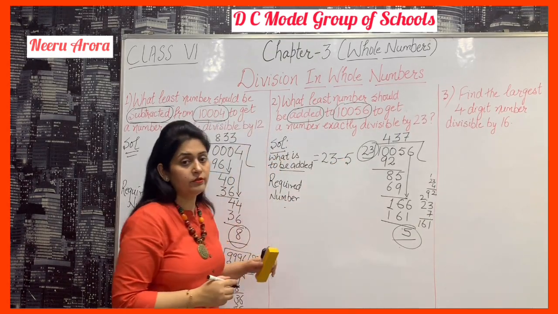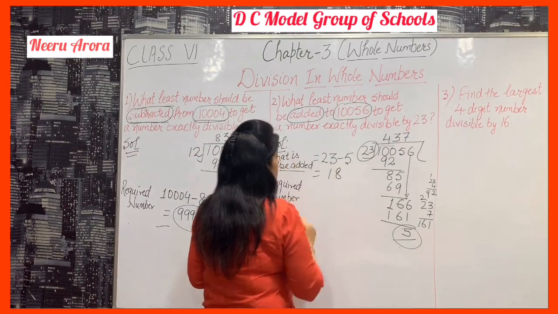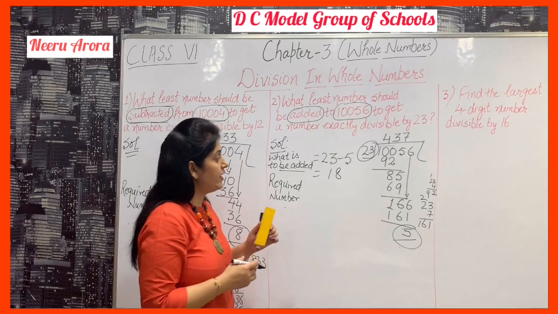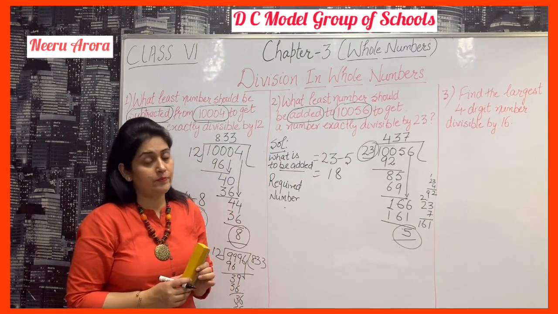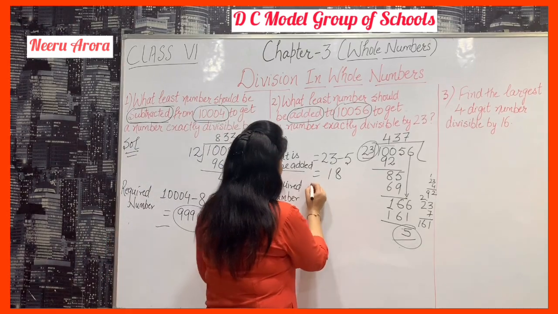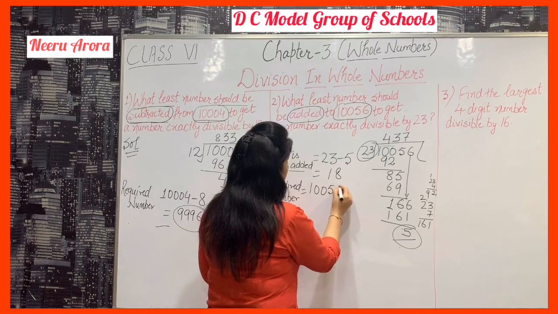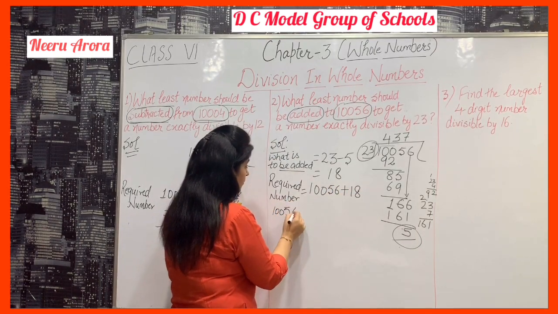The difference of divisor and remainder. Here it comes 18. So whenever we want to add something, we will always add the difference of divisor and remainder. So that 18 comes. So we will come to this point that the required number will equal to, we will add 18 to this.